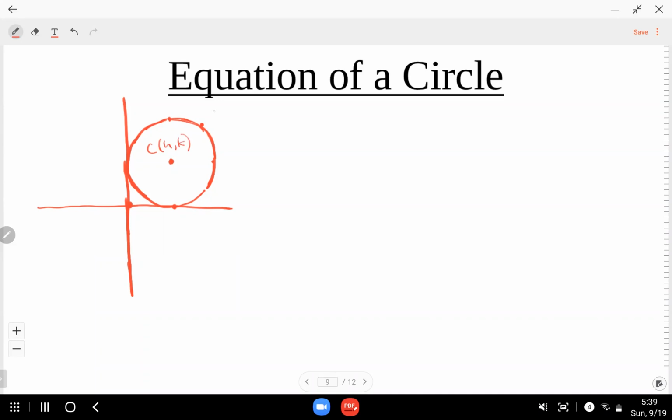And we have a point on the outside. This point, P. It's on the circle, right? On the circle, which means the distance between the center and P is the radius, okay? So P would be (x, y).